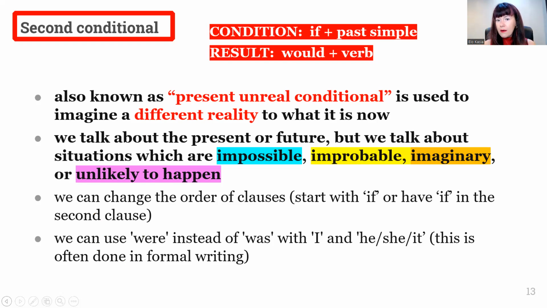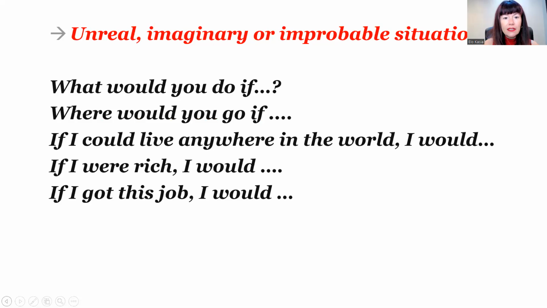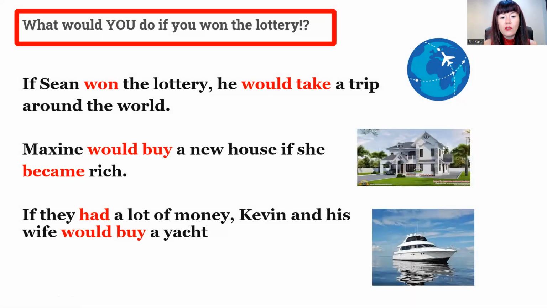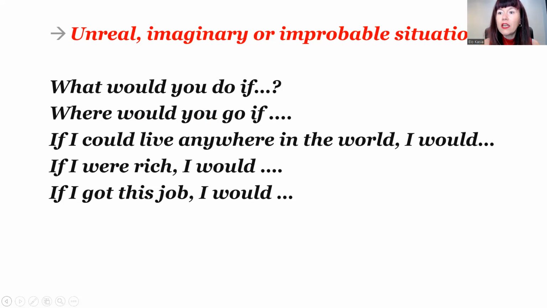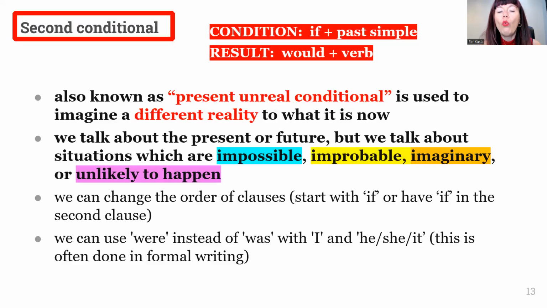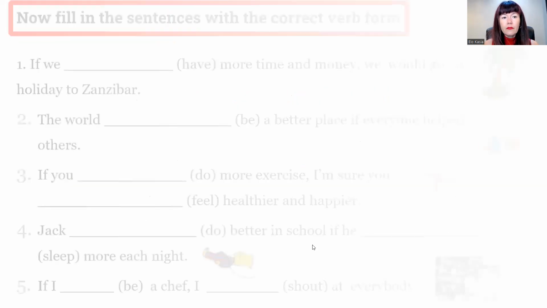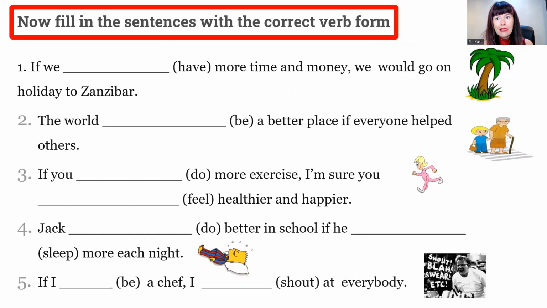We can use were instead of was with I, he, she, it, and this is often done in formal writing. Do we have a sentence with were? We'll have some sentences later. So you say, if I were, here we go, we have one here. If I were rich, I would. If he were rich, he would. So we can use were instead of was with I, he, she, it, and this is quite often done in formal writing. Okay, so these are our conditional sentences.